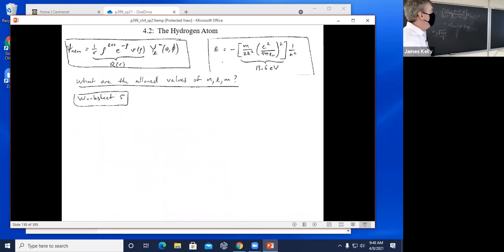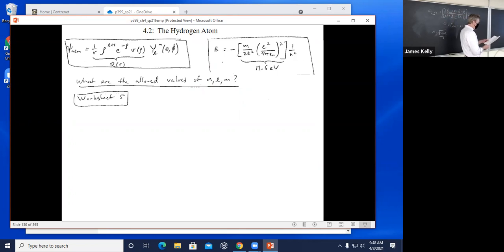Given that, now the last question is, what are the allowed ranges for n, L, and M? And this ends up being a non-trivial kind of question, although the pieces aren't too hard to put together. You just have to have everything lined up. So that's the idea of worksheet number 5. When you're reading through it, if you don't get out some paper and think about what every claim Griffiths is making, it may not be true.